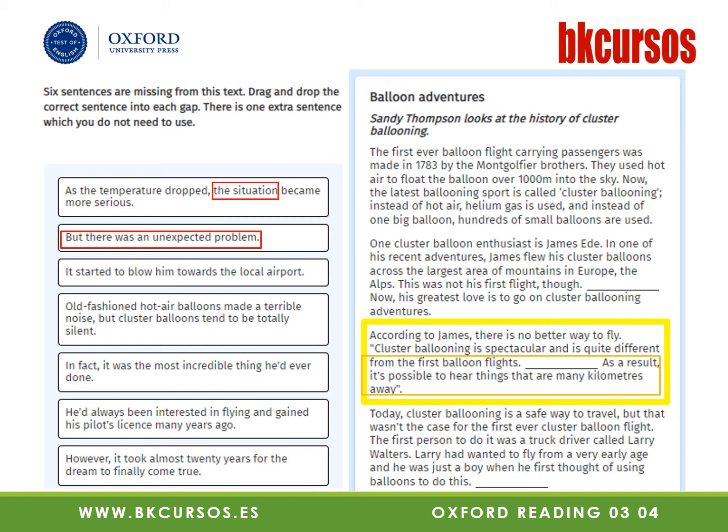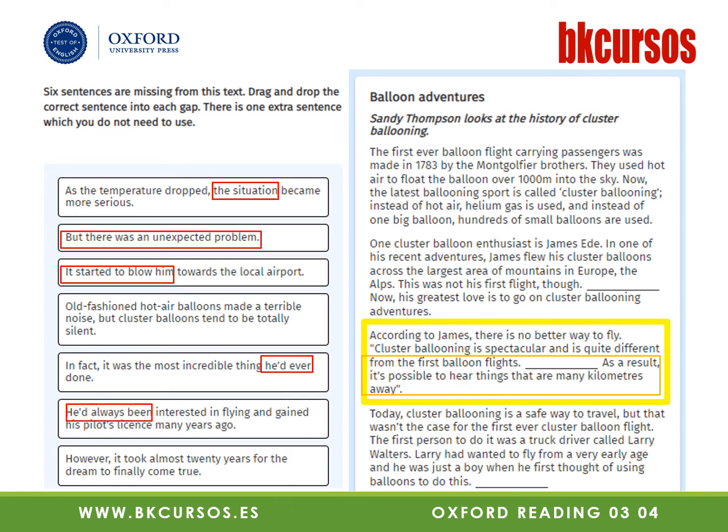Next sentence, the same problem. The third one, again, the same. It started to blow him. There's not a specific story going on, so it doesn't make sense. Let's jump to this one here. In fact, it was the most incredible thing he had ever done. Well, as you can see here, the text is in quotation marks. That means that is what James is actually saying. So we cannot use a sentence that says he had ever done, because he's talking in first person. That's the meaning of the quotation marks.